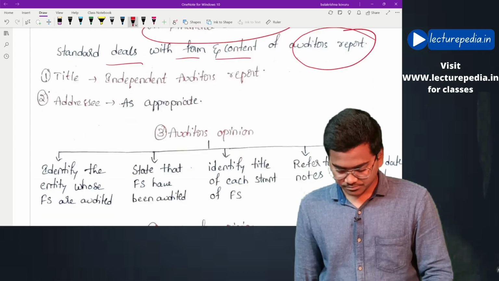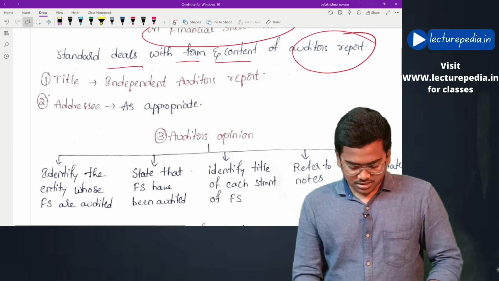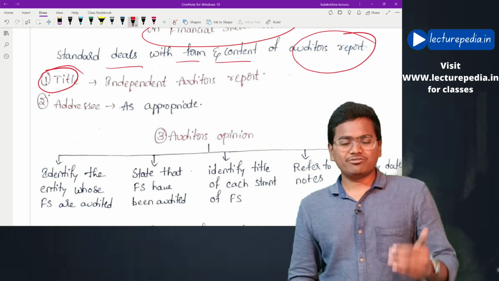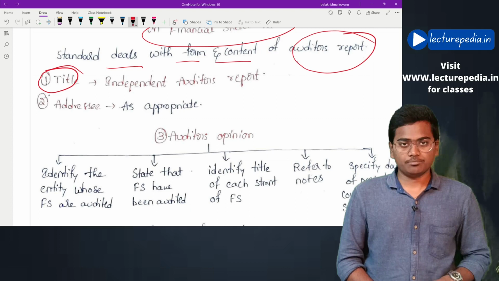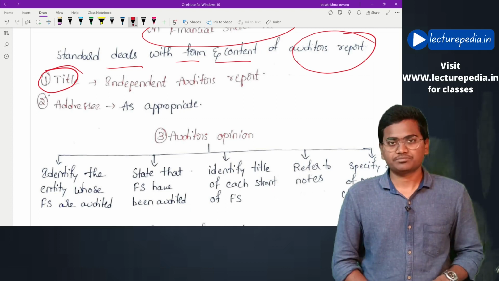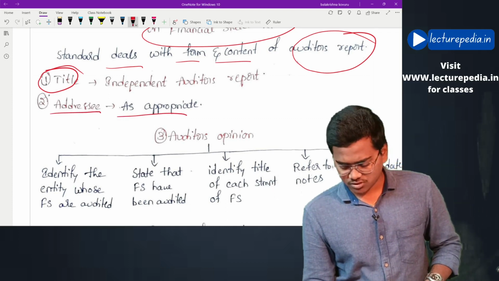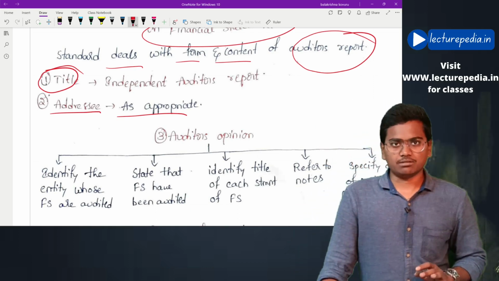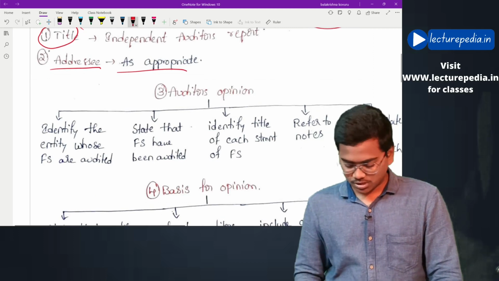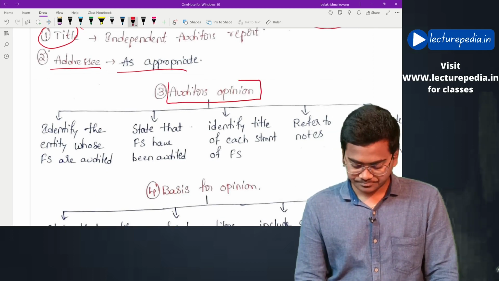Okay, now, firstly, the report will have a title as independent auditor's report. Okay, then we have the addressee. Generally, in case of companies, the addressee would be the members of the company, and then we'll have the auditor's opinion.